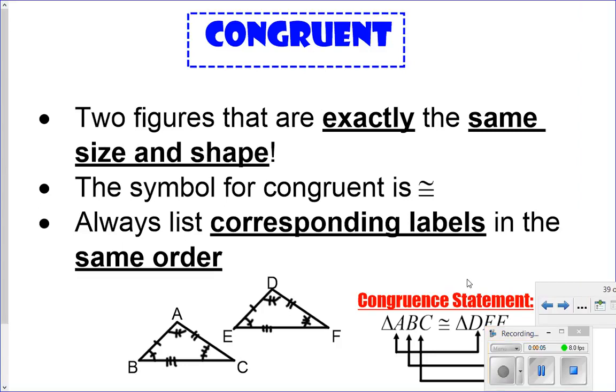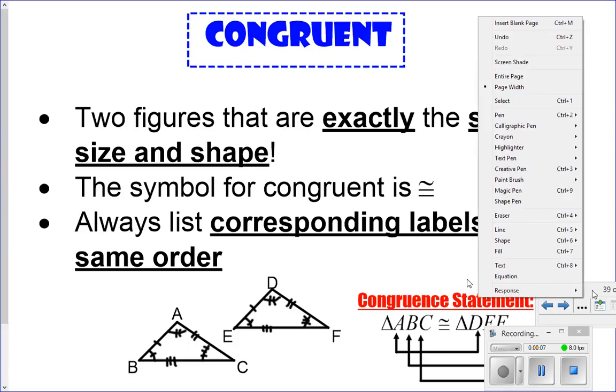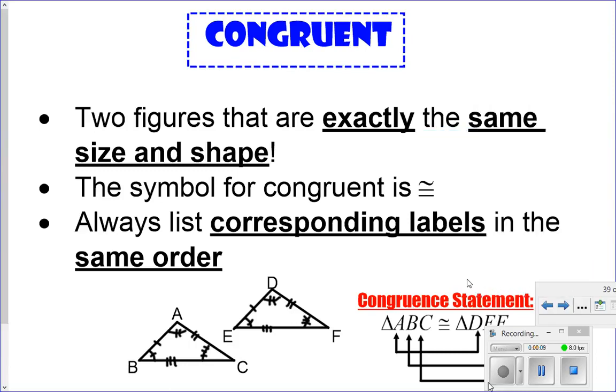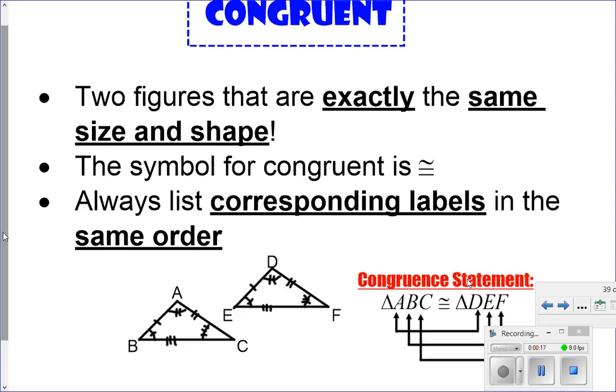Okay, so now we are in Unit 8, and some of this is review from the videos from homework last night, but you do know that two figures are congruent if they have the exact same size and shape, meaning all of the corresponding parts are congruent. So all of the sides are congruent and all of the angles are congruent. And we already know the symbol for congruent. We know what that looks like.